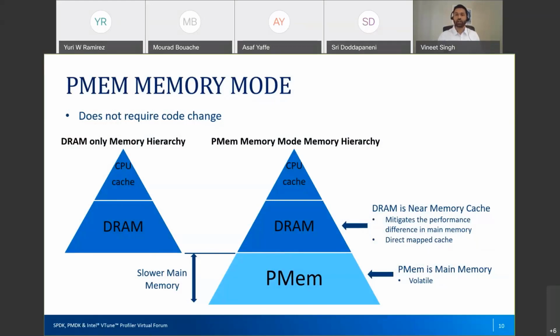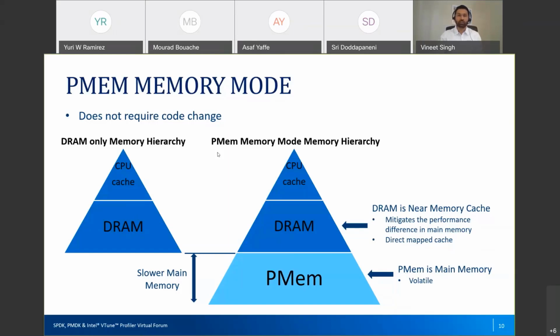Your new main memory, PMEM, is actually slower than your previous main memory. So the performance will take a hit here. What happens is that your DRAM becomes a cache. It's a near memory cache, and the performance difference in main memory is mitigated by using the DRAM as a cache. If your application is able to cache frequently accessed data in the near memory cache, you will see performance comparable to the DRAM hierarchy that you were seeing before.